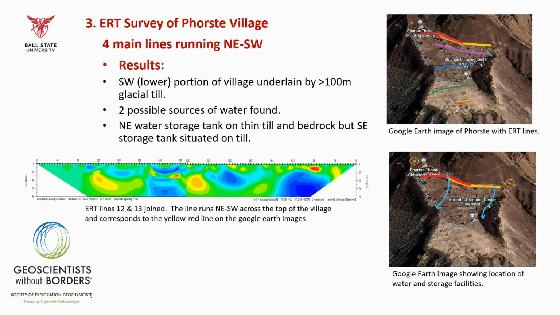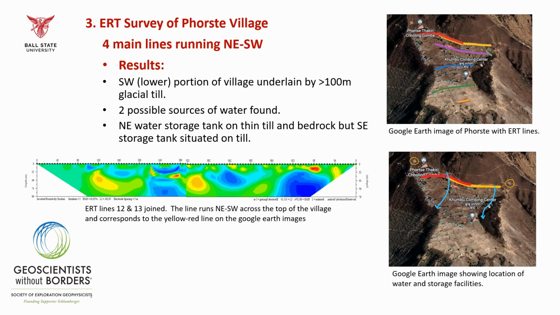A major part of our project was the electrical resistivity tomography survey. We ran 6 major horizontal lines across the village before we experienced irreparable equipment failure. We got our main lines done, and the results show that the southern, southeastern boundary of the village is underlain by more than 100 meters of glacial till, which means it's not a good place to build.